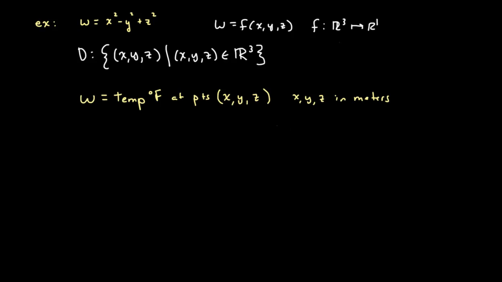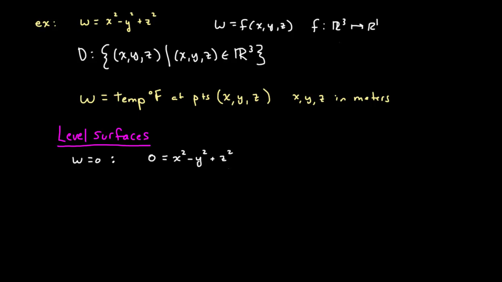Let's go ahead and give some context to this. W is going to be the temperature, degrees Fahrenheit, at points x, y, z. Let's say that x, y, and z are in meters. Let's take a look at some level surfaces. So let's let w equal 0 and figure out what that surface looks like. So now we're going to have 0 equals x squared minus y squared plus z squared.